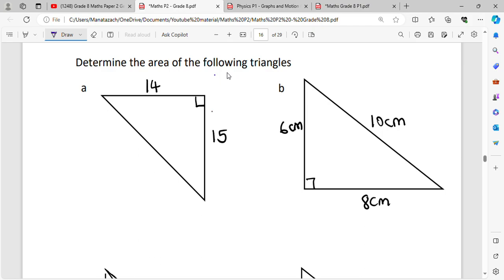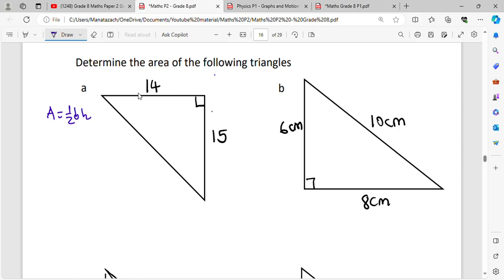We are continuing with grade 8, paper 2, mathematics. We'll be doing areas today. So let's start with today's lesson. Determine the area of the following triangles. Question A, we have this triangle. So you must remember that the formula of the area of a triangle is half base times height.